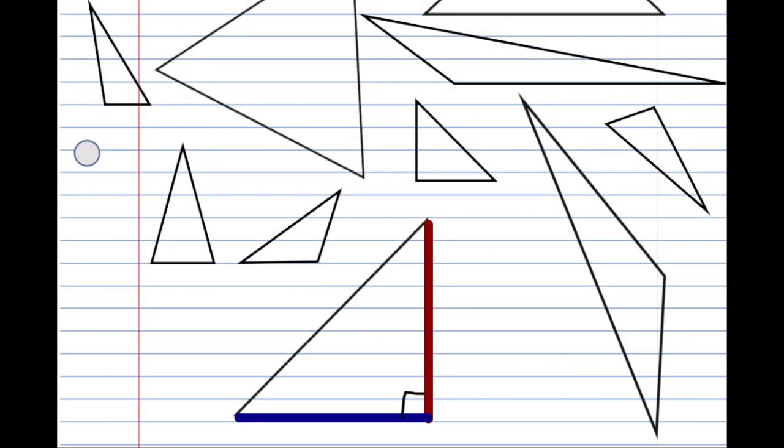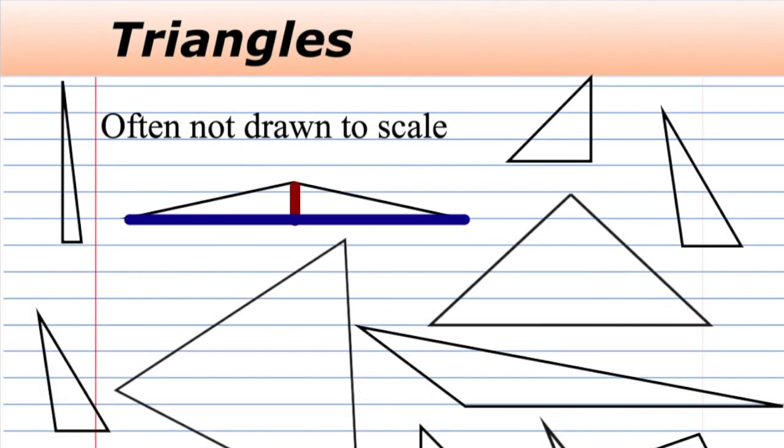The triangles that are right triangles are the easiest to figure out where the base and the height are, because you have that 90-degree angle already. The next easiest triangle to label base and height probably is the isosceles triangle.